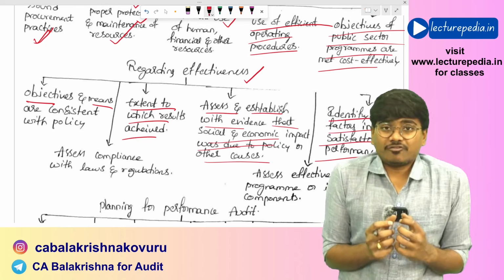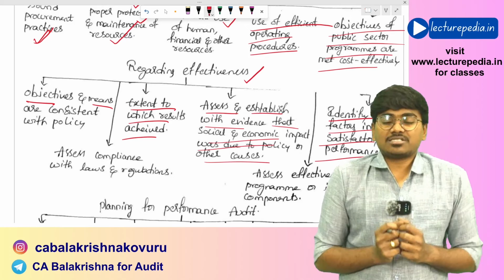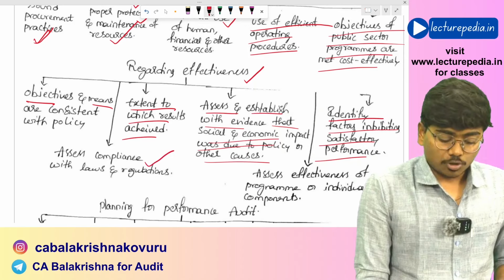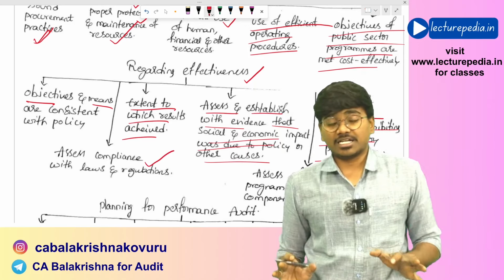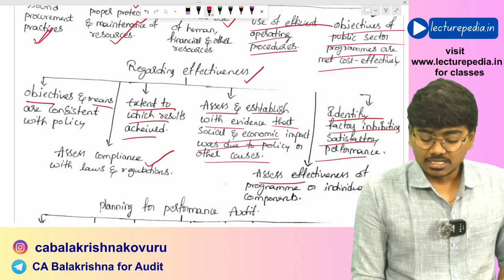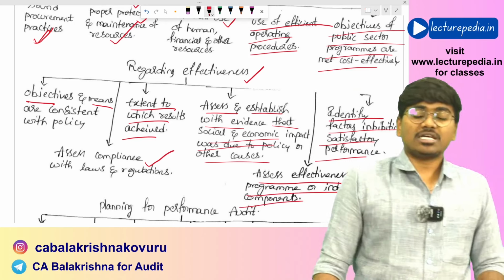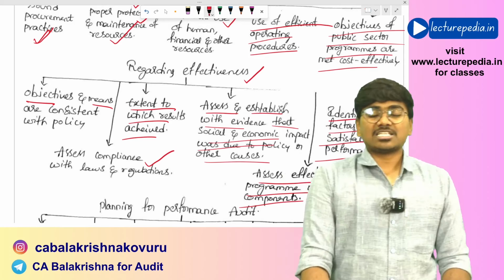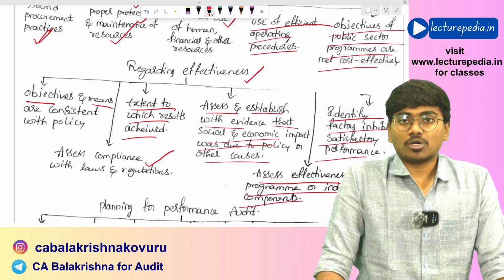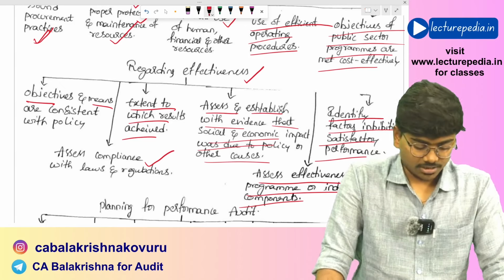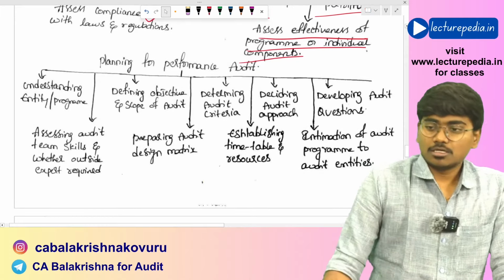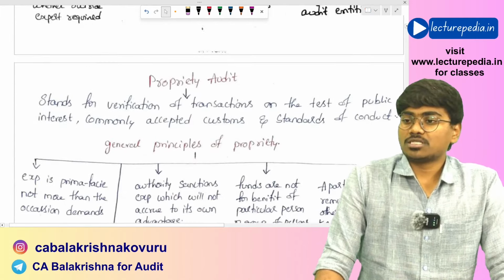What factors, what actions have led to achievement of the objective, and whether in this process you have complied with laws and regulations. All the aspects of laws and regulations have been complied with or not, and assess the effectiveness of the program on individual components. These aspects you will verify with respect to the effectiveness of a program or an activity or an organization. Next, planning the performance audit. There are general planning steps that you can just go through.